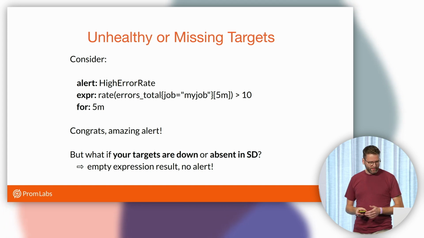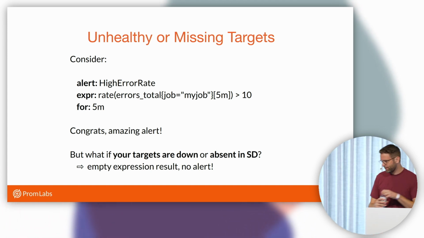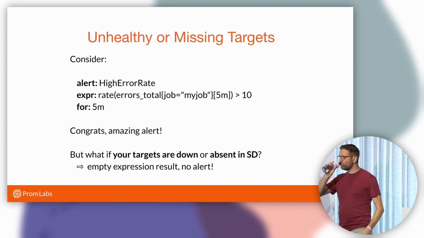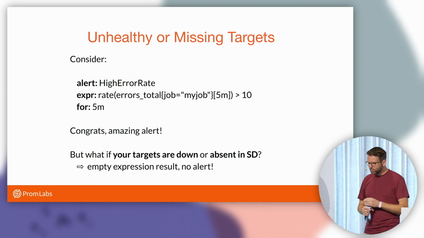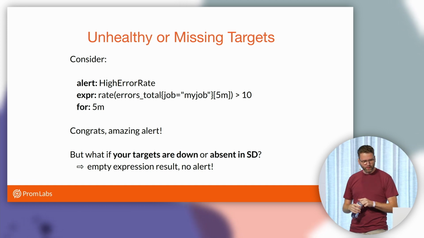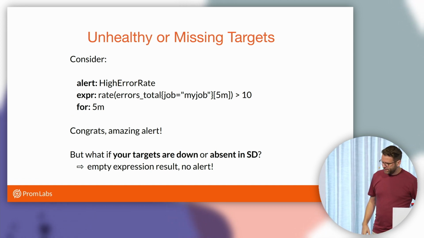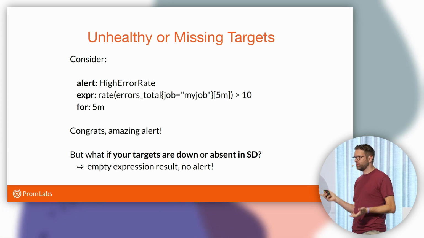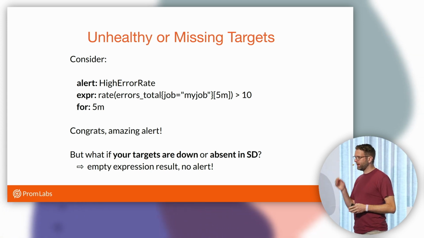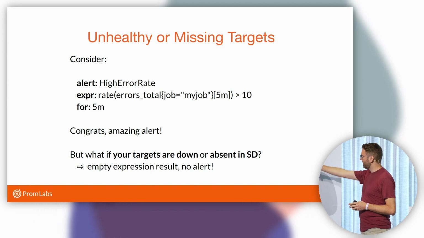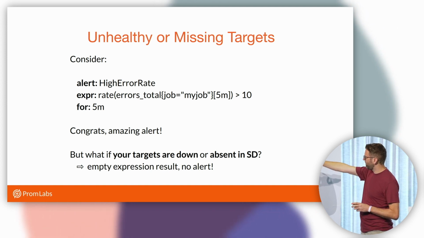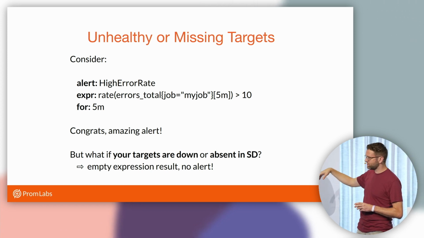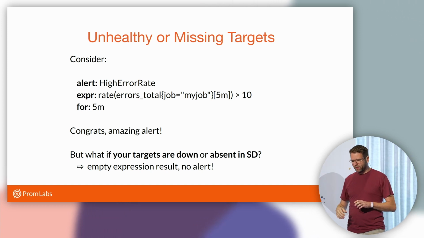Getting more Prometheus specific again. So consider this alert here, where we want to alert when a service that handles HTTP requests encounters too many errors. So we have an error counter for our job. We take the rate and we say, okay, if the rate per second is over 10, please alert me.